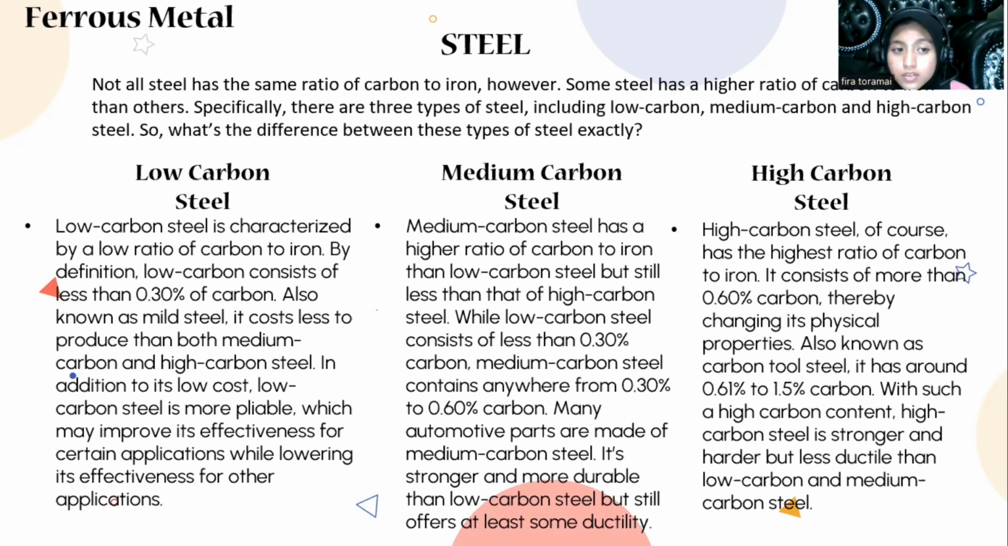So what is low carbon steel? Low carbon steel is characterized by a low ratio of carbon to iron. By definition, low carbon steel consists of less than 0.13% of carbon, also known as mild steel.